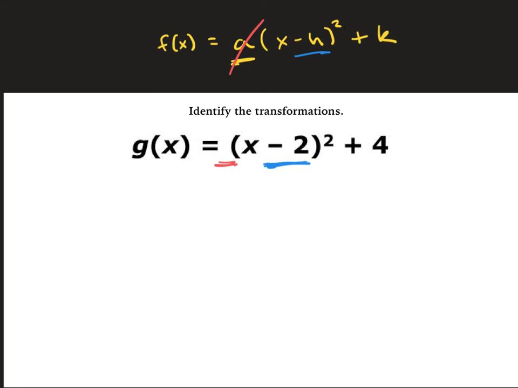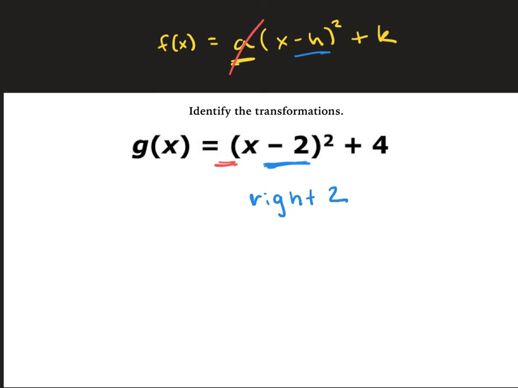Right and down. Well, inside tells us that we move left or right. And if it's a minus 2, let's go back to that slide with everything. So minus 2 tells us we move to the right 2. So we're taking our parent function and just shifting it to the right 2.